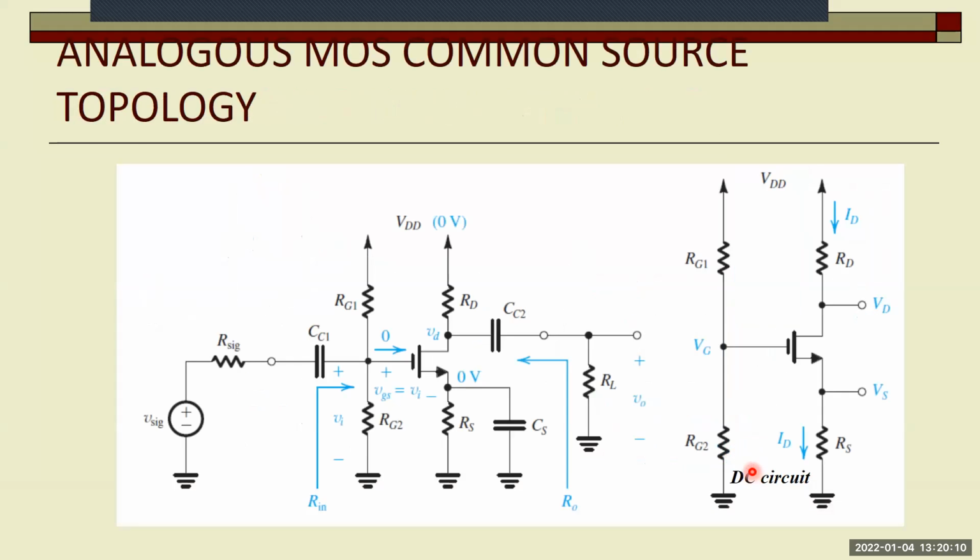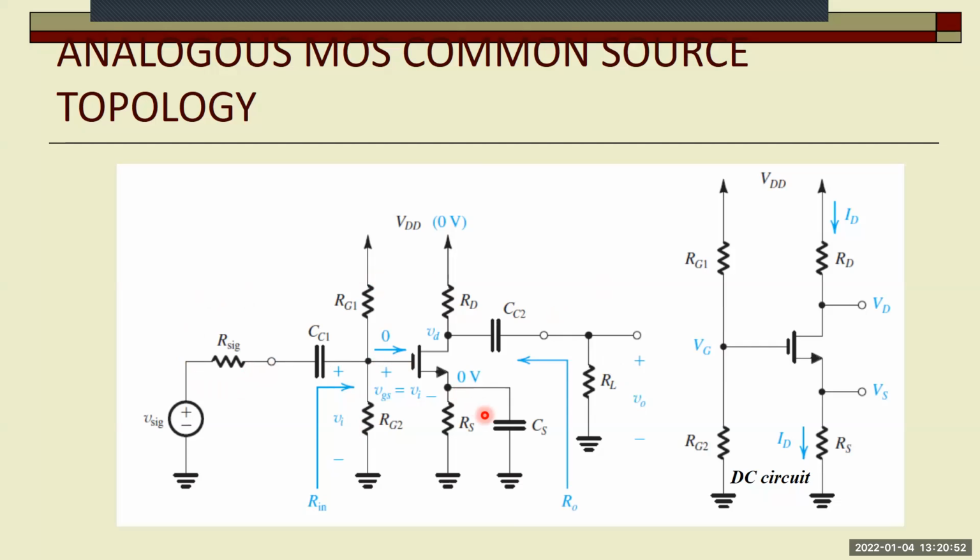So now do this with the MOS. This is the MOS at DC. So basically the DC circuit looks like this, and we do all the biasing calculations on the circuit. But at AC, of course, the VDD is going to be 0. So RD will come in parallel to RL. RG1 will come in parallel to RG2. And RSig, so the internal resistance of the source, will be connected directly to the gate.